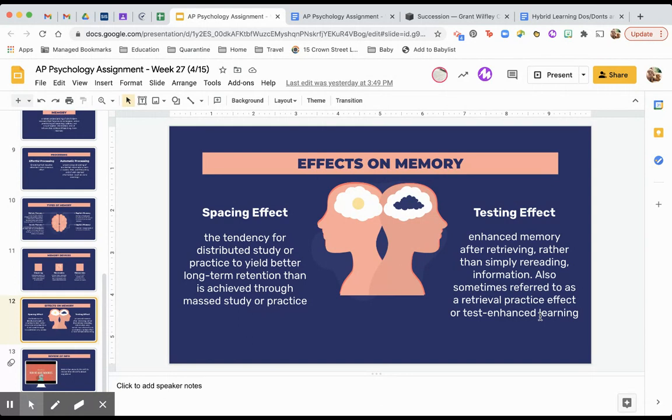And then the testing effect says enhance memory after retrieving rather than simply rereading info, saying that the best way to help remember information is to test yourself on it, to do practice examples, rather than just being like, oh, I'll just reread the chapter again. That might not help. It might just do the same thing that you've done before. But if you read the chapter, then take some practice questions about it and then come back to it, that might actually help you remember it.